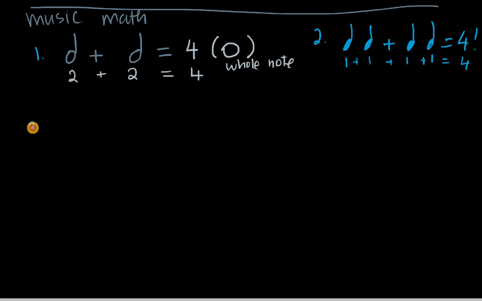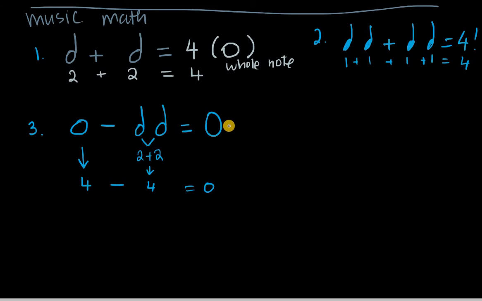Let's try a couple more. 1 whole note minus 2 half notes is how many? Well, this is 2 plus 2, which is 4, and this is 4 beats. So 4 minus 4 is 0 beats.